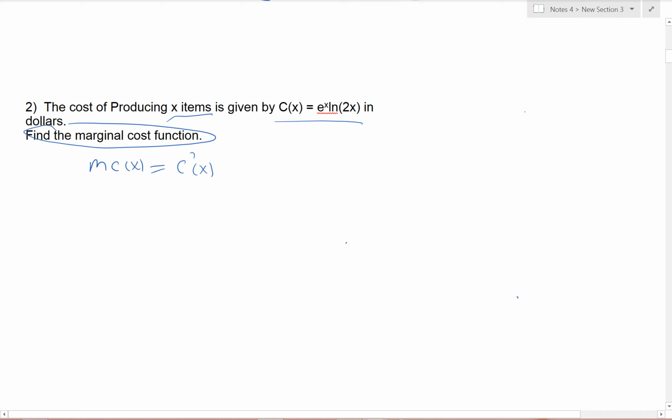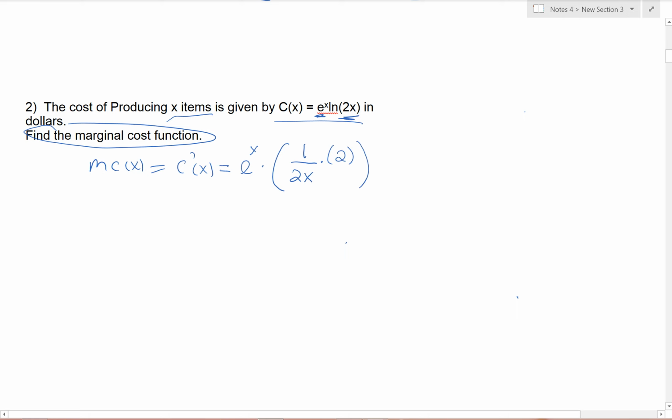All right, so remember, marginal cost is a special application of the derivative. I need my derivative, which is going to require my chain rule because of the natural log of 2x, and my product rule because it's e to the x times that natural log of 2x. So product rule first: it's the e to the x, the first function, times the derivative of the second. The second function is going to require my chain rule on the log. Remember, the derivative of the logarithm is 1 over the function inside, so 1 over 2x, times the derivative of the inside function, which is 2, so times 2.